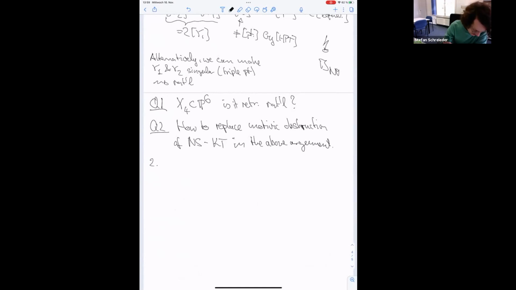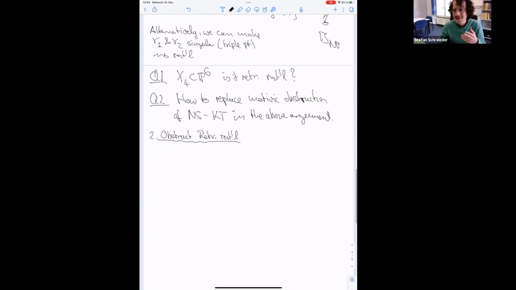So let me start out very simple. So how do we obstruct retract rationality? And this, in fact, also explains why this is a very natural notion. If you see it for the first time, you might think this is strange, but it's very natural. So assume that you have a functor from smooth projective K-varieties to abelian groups, which is functorial for rational maps. So either contravariantly or covariantly functorial for rational maps. One of the two, doesn't matter.